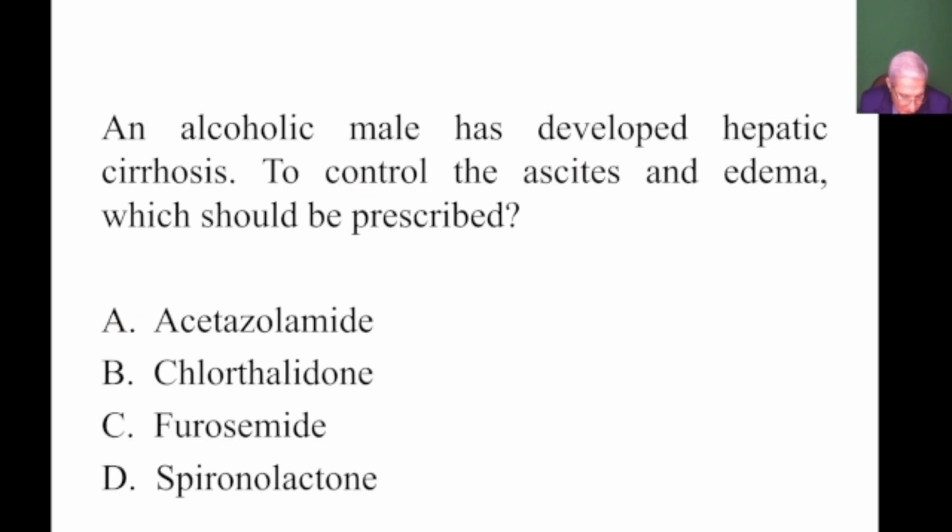Okay, next case. An alcoholic male has developed hepatic cirrhosis. To control ascites, which means accumulation of fluid in the abdomen, and edema, which should be prescribed to this patient? Acetazolamide, chlorthalidone, furosemide, or spironolactone.